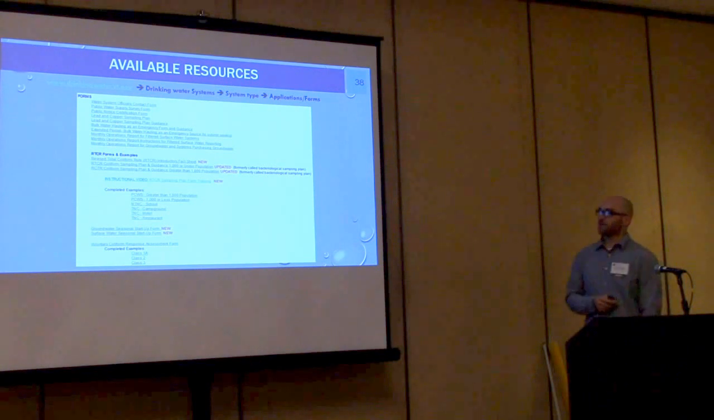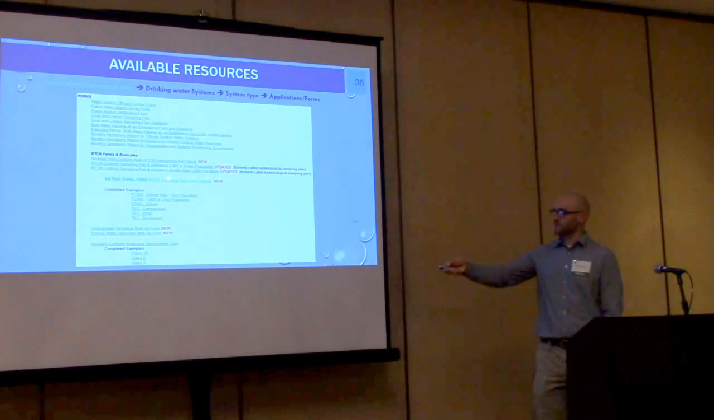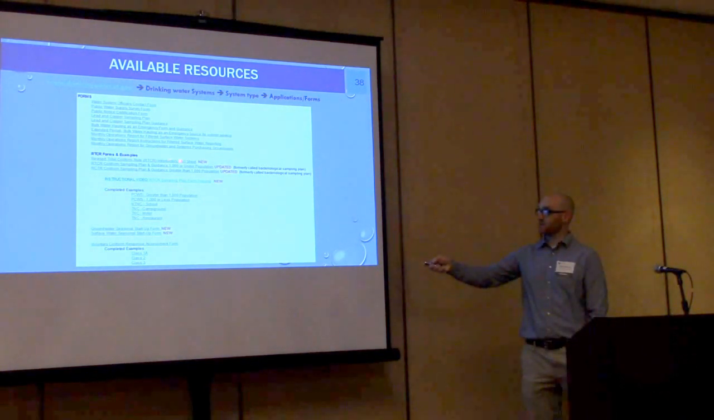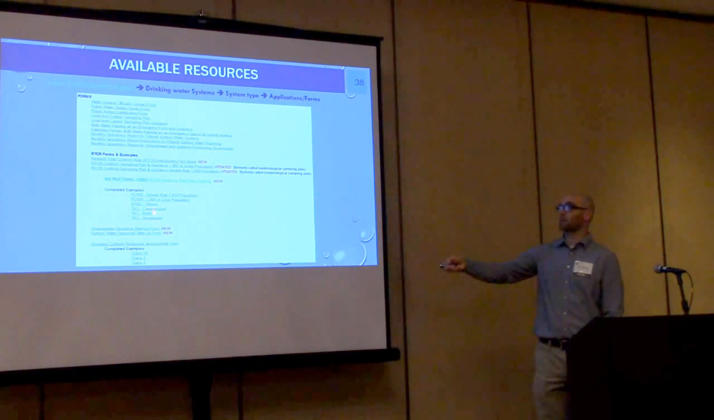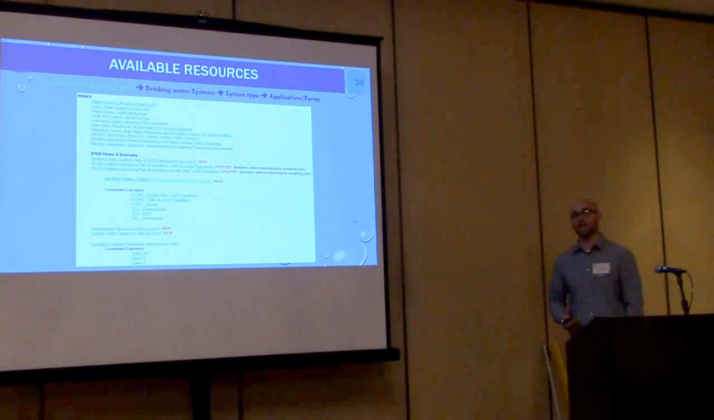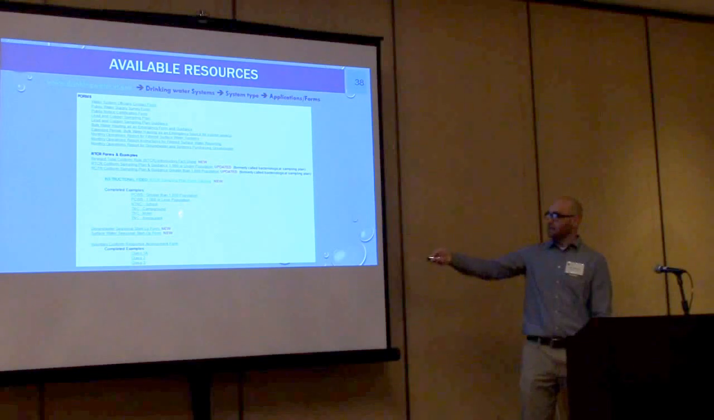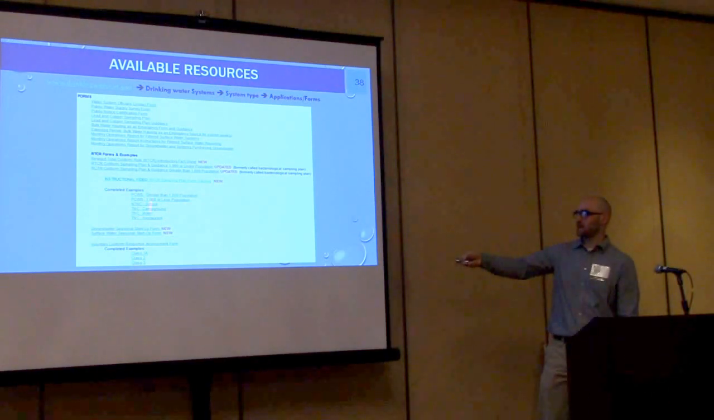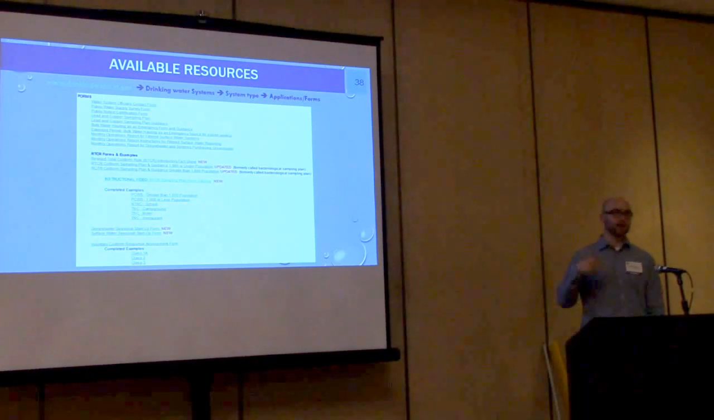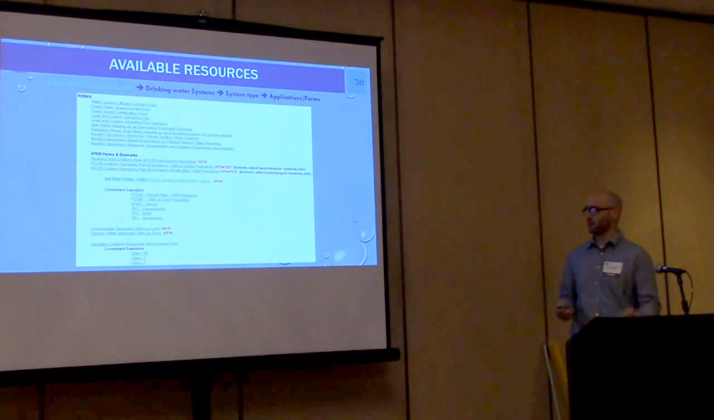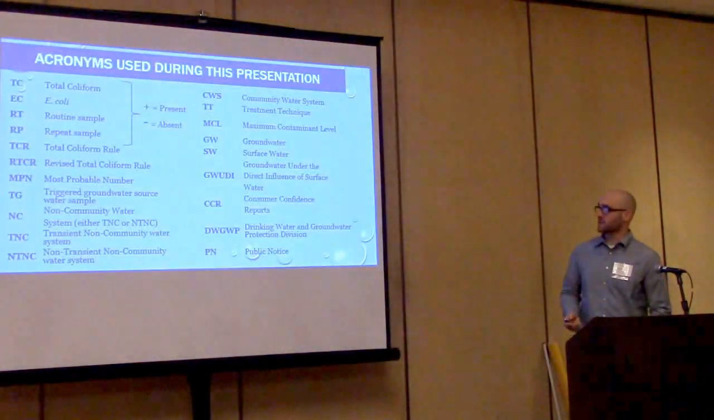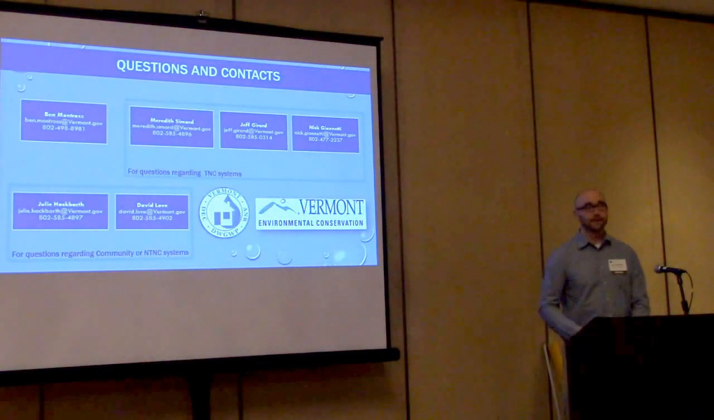This is just a screenshot of our website to show some of the resources. So this is our YouTube video. These are the fact sheets that are on the table. And these are completed sampling plans. So if you haven't done your sampling plan yet and you're scratching your head a little bit, take a look. We've got about 5 or 6 completed examples for hypothetical systems. Hopefully that makes things a little bit easier. And those are the acronyms. So, any questions?